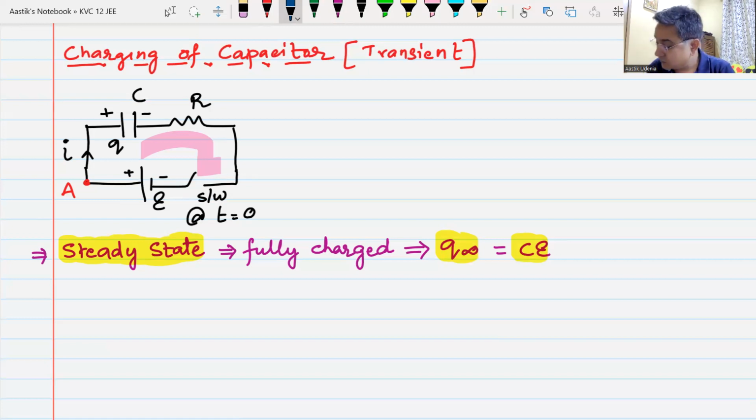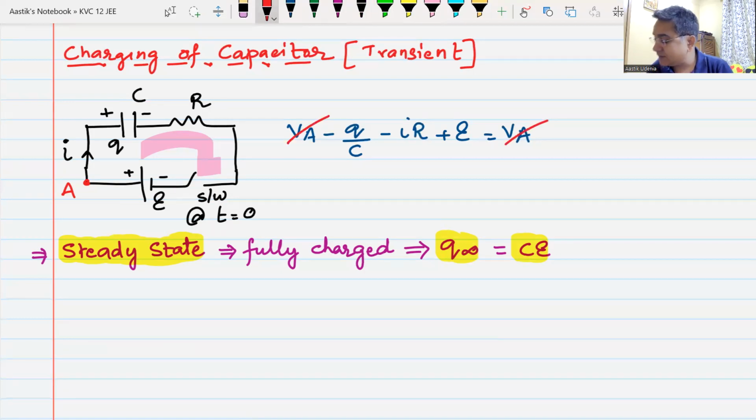A minus Q by C minus IR plus E will be equal to VA, yes or no? This equation has Q and I. Now remember, this I can be written as dq by dt, because this is the rate of change of charge or the rate of flow of charge.